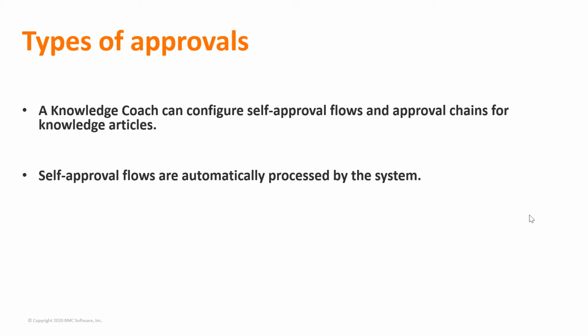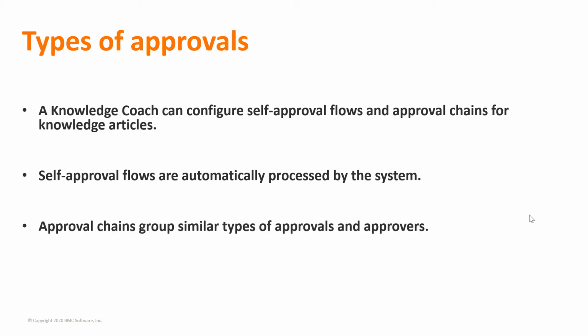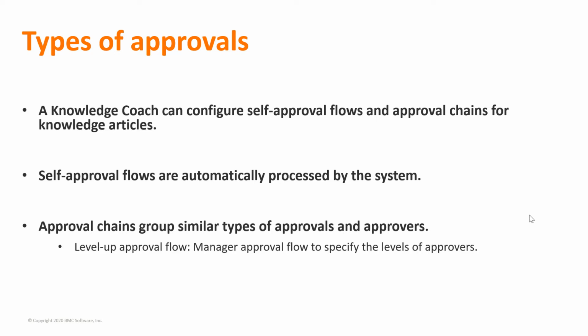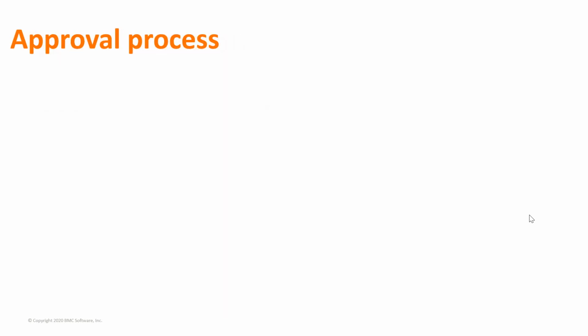Self-approval flows are automatically processed. Similar types of approvals and approvers are grouped in approval chains. A knowledge coach can define a level-up flow or a general flow for the approval chain. Now let's understand how an approval process works.